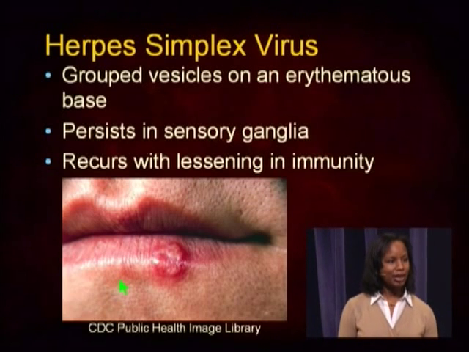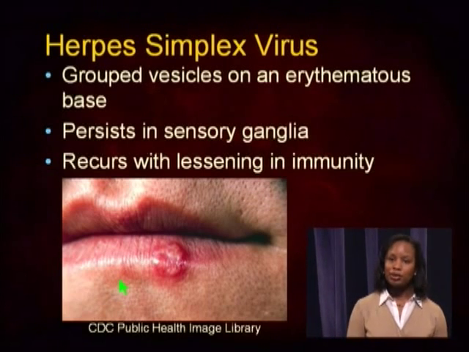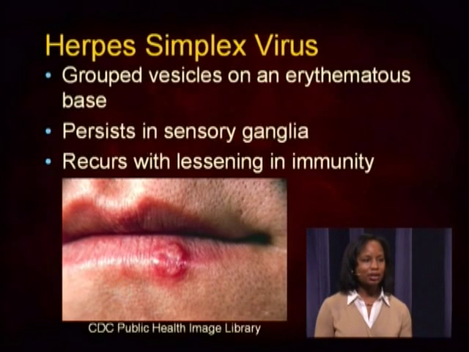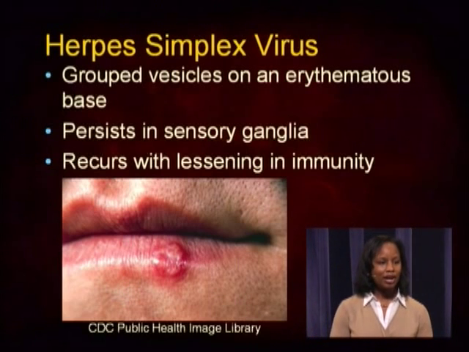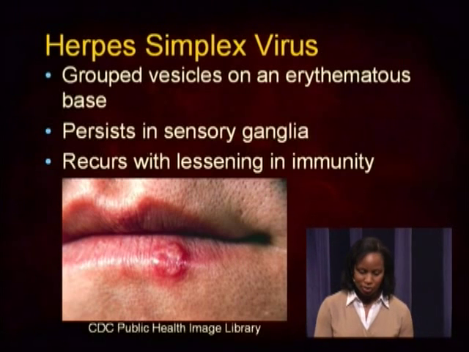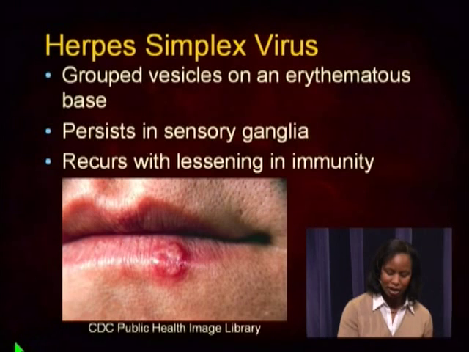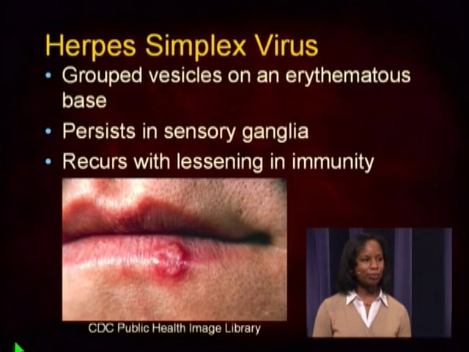Next is herpes simplex virus. You remember this is dewdrops on a rose petal, or vesicles on an erythematous base that usually occur in a group. We also don't have a cure for this, and so it can be recurrent.